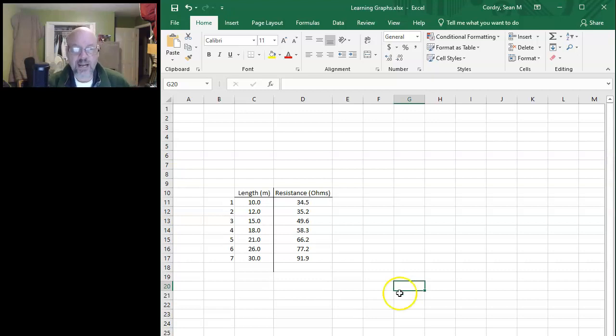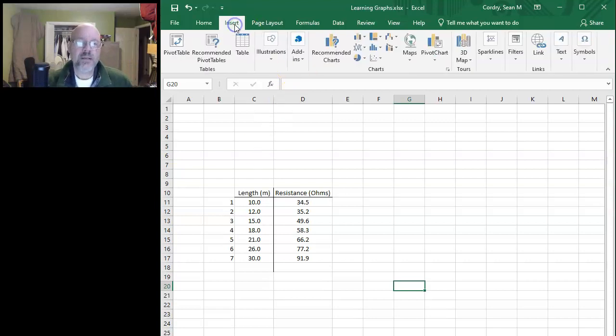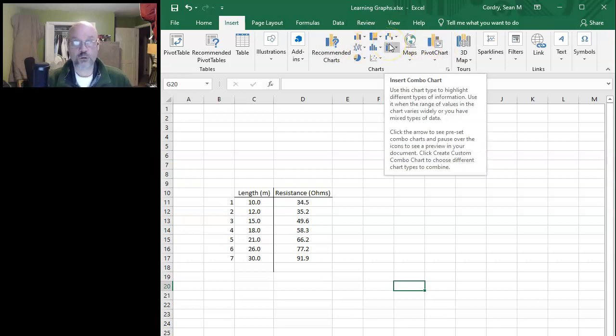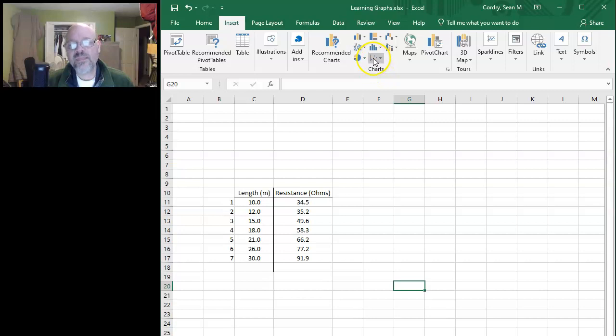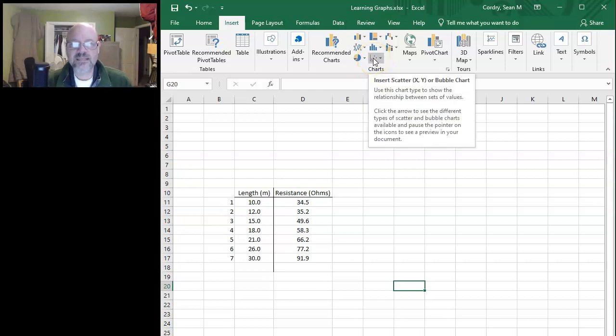Now I'm ready to put my graph in here. There are different ways to do this, and I'm going to show you what I think is the most straightforward. So we're going to go to Insert. We've got all this stuff here, and the Excel people call them charts. We want this one right here. It says scatter. We want to introduce a scatter graph.